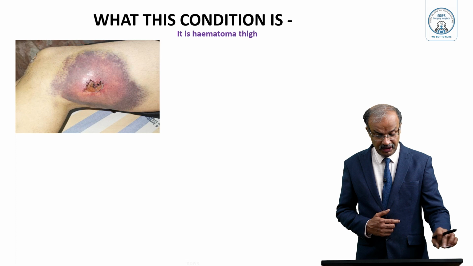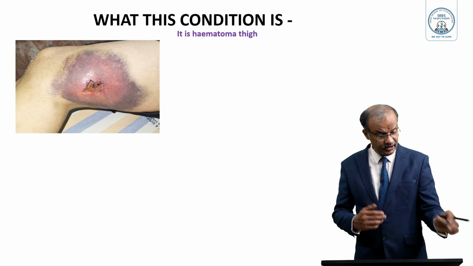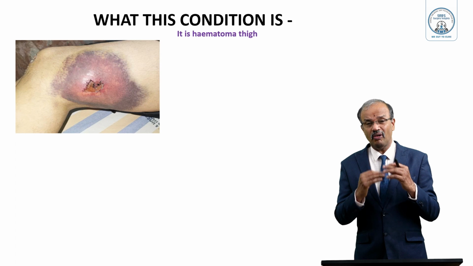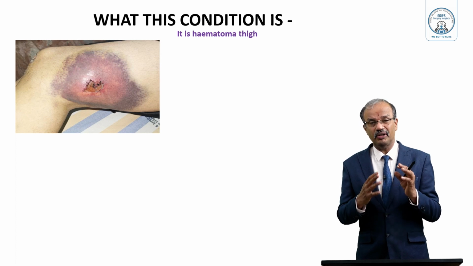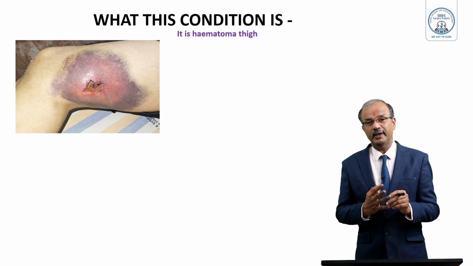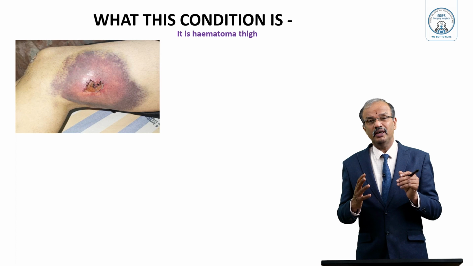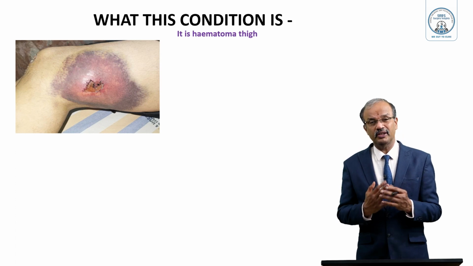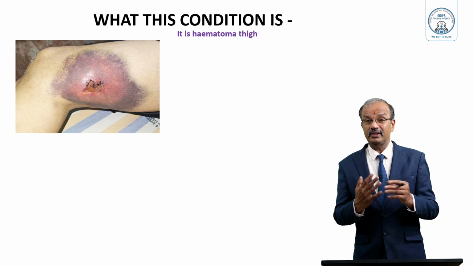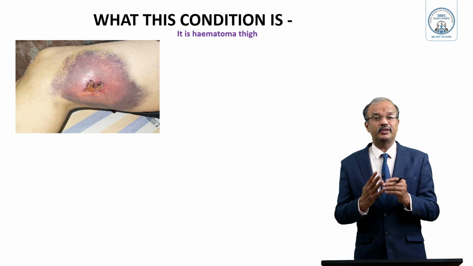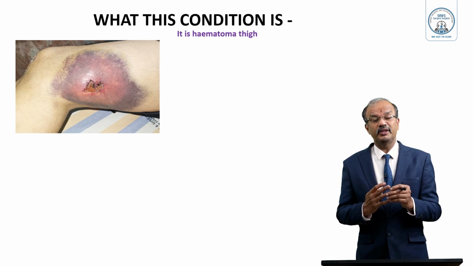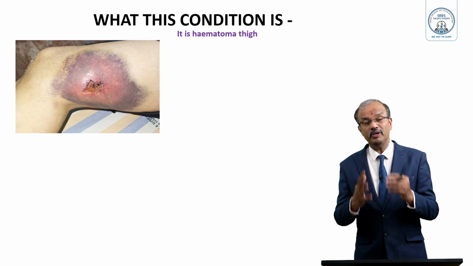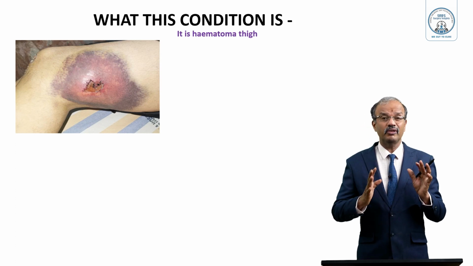So what this condition is, it is hematoma thigh, quite a large hematoma. That means there is some oozing which has clotted and caused this collection. Now the important thing you have to remember is in which plane it is. There is no confusion about diagnosing hematoma clinically. This one is very clear cut. Clinically it is evident. Which plane it is, whether it is the subcutaneous plane, whether it is deep to deep fascia, whether it is in the muscular plane, and much more importantly, whether major vessels are involved or not.